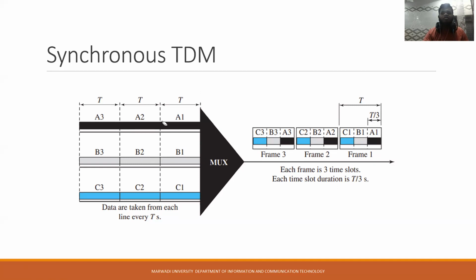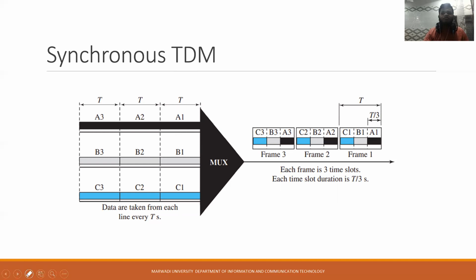Suppose the entire frame has t seconds of time in the output line. The packets or bits within the frame will have t divided by n, where n is the number of connections. In this case, we have three. So first we have A1, B1, and C1, and it has t seconds. Each frame would have t seconds, but that frame would contain all the data.